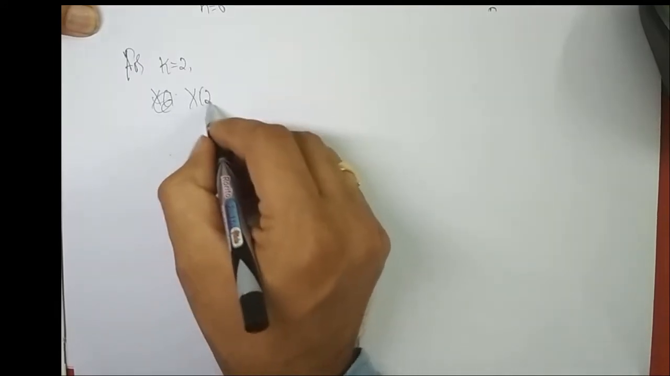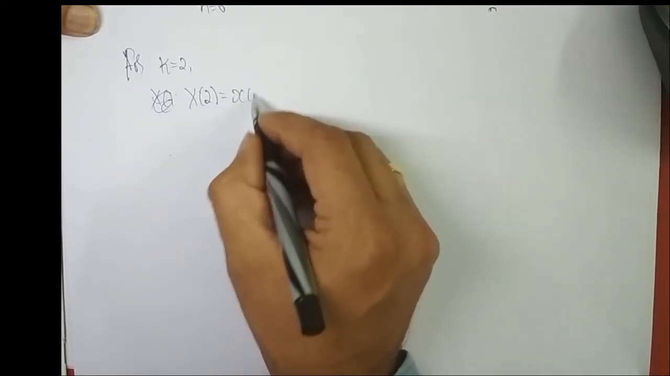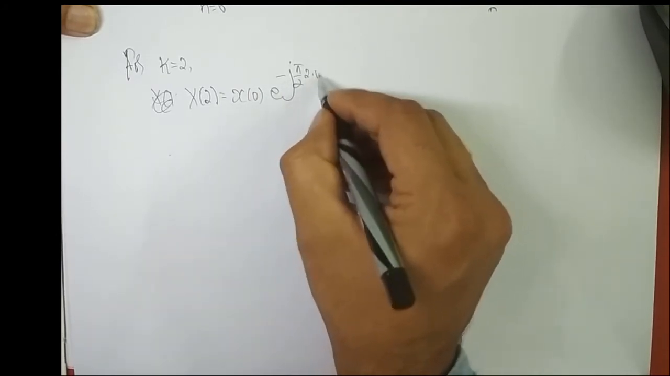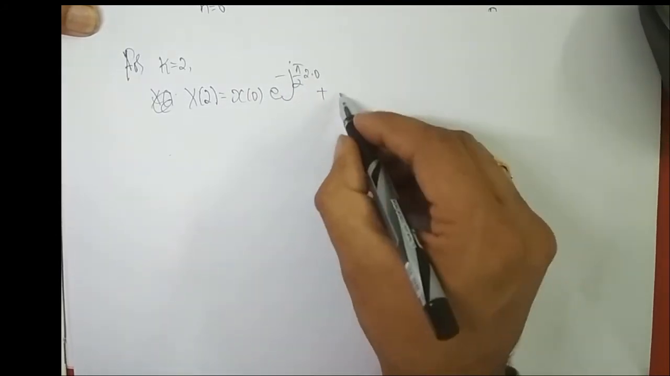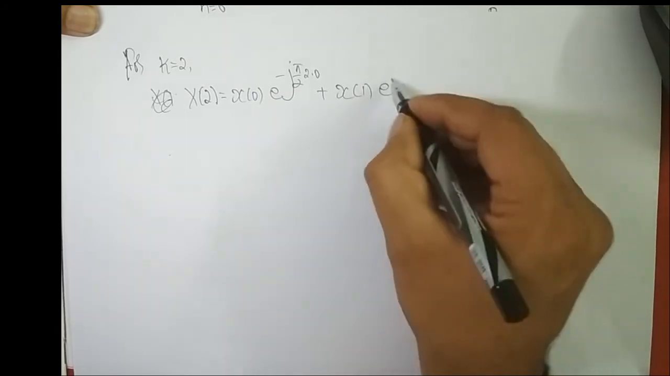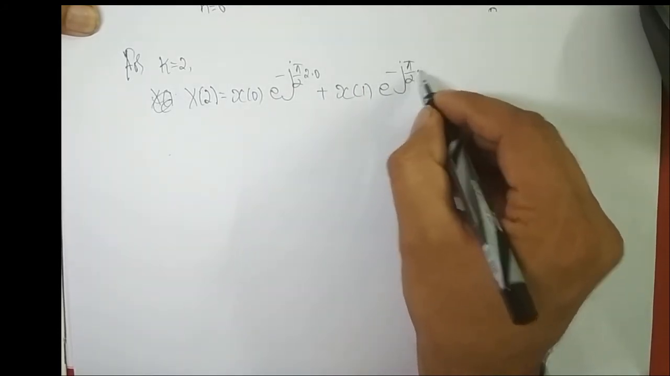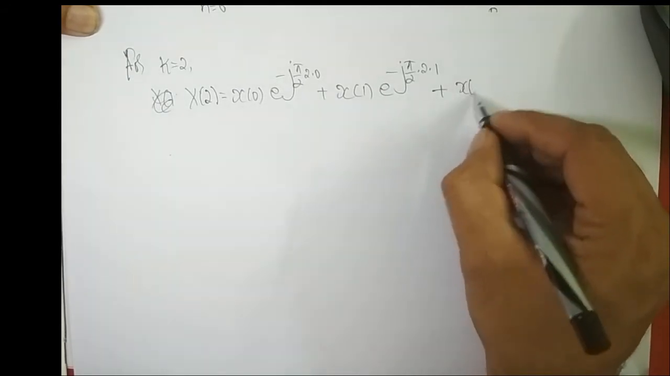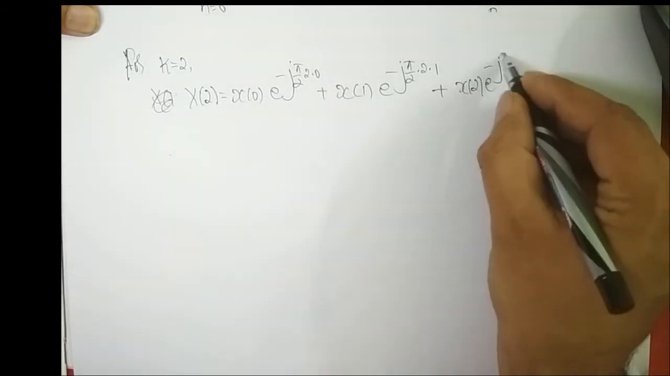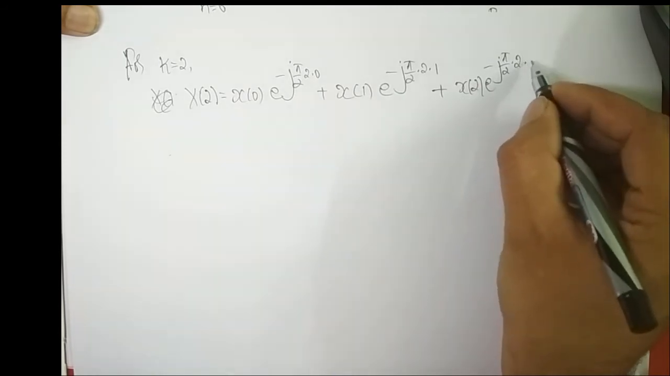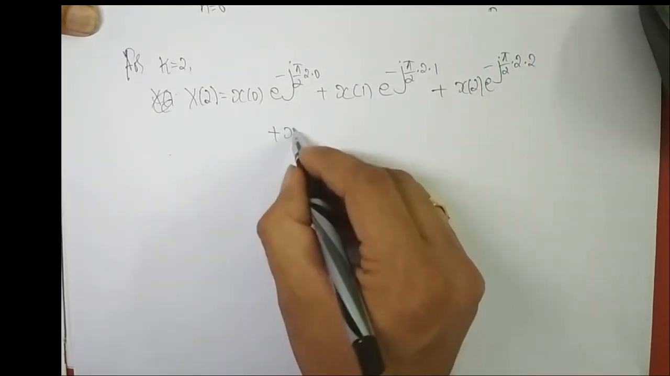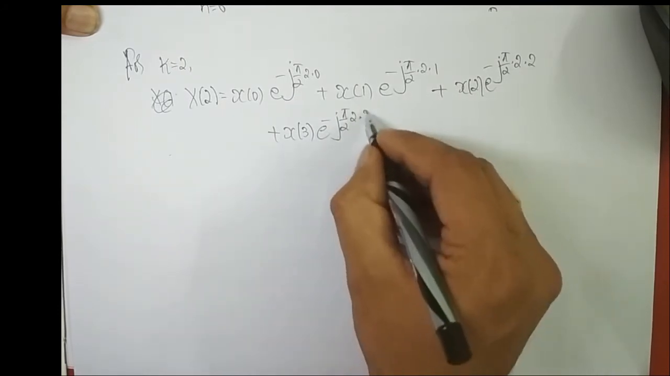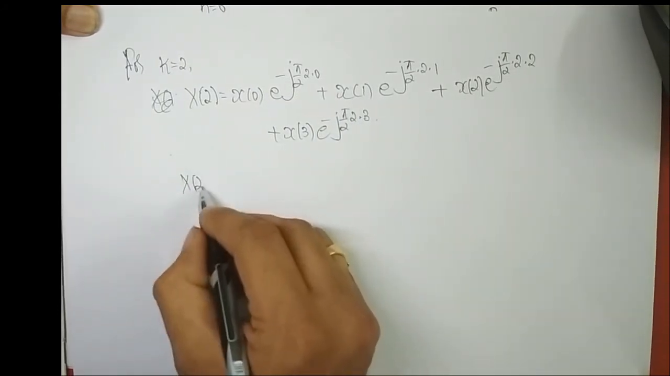So X of 2 is equal to, when n equals 0, x of 0 into e power minus j pi by 2 into k is 2 and n is 0, plus x of 1 into e power minus j pi by 2 into k equal to 2 and n equal to 1, plus x of 2 into e power minus j pi by 2 into k equal to 2 and n equal to 2, plus x of 3 into e power minus j pi by 2 into k equal to 2 and n equal to 3. Therefore X of 2 is equal to what?